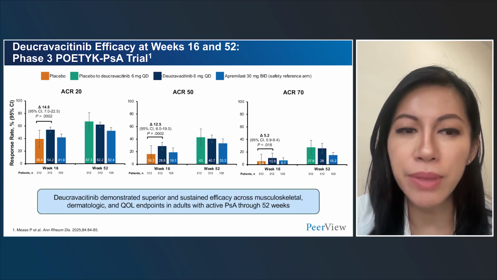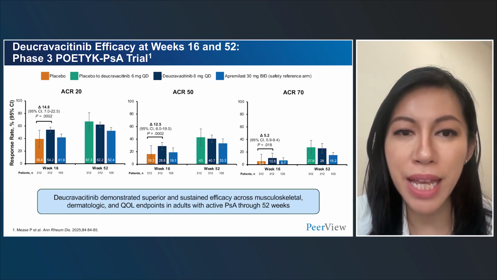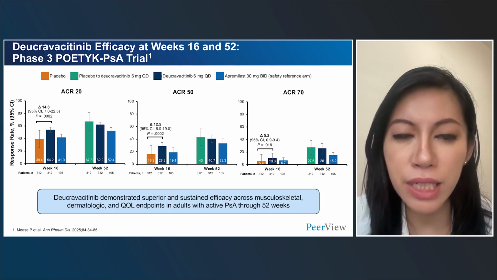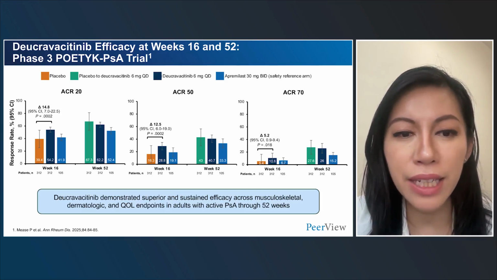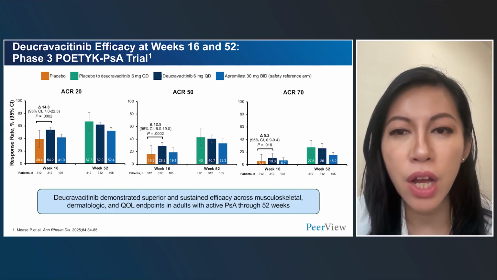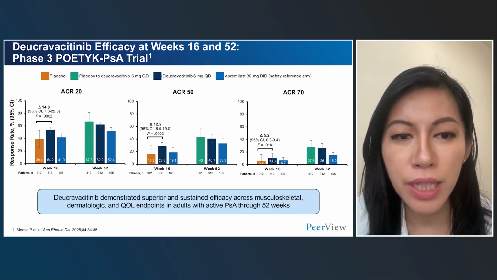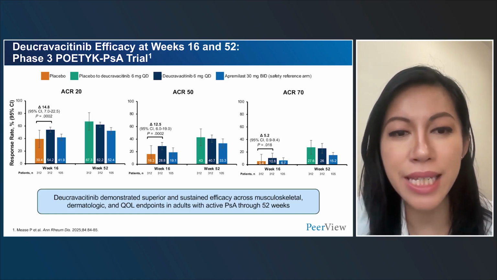So the takeaway from this is that deucravacitinib is efficacious in patients with psoriatic arthritis in terms of ameliorating or decreasing the signs and symptoms of psoriatic arthritis. And when we look at week 16 data and then later on at week 52 data, what we see is that the improvement continues after week 16.